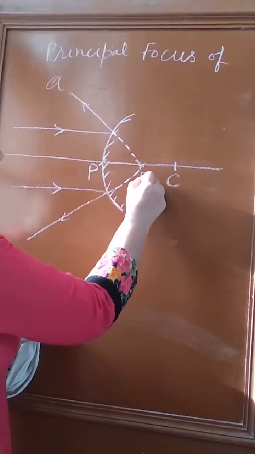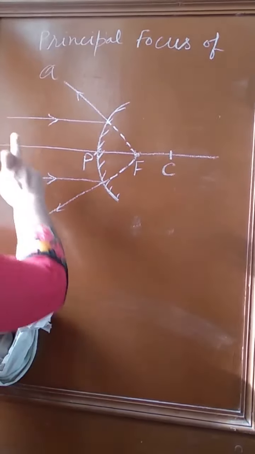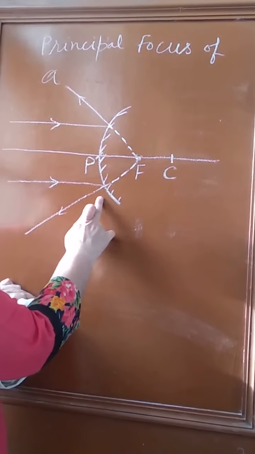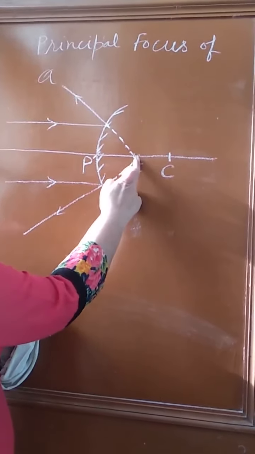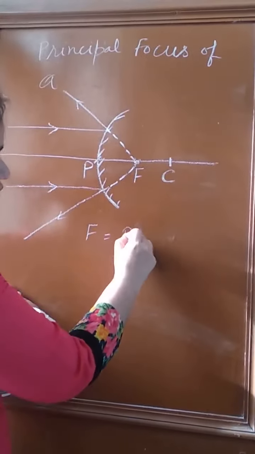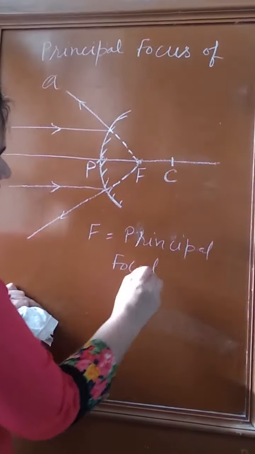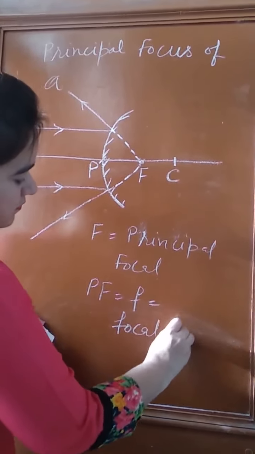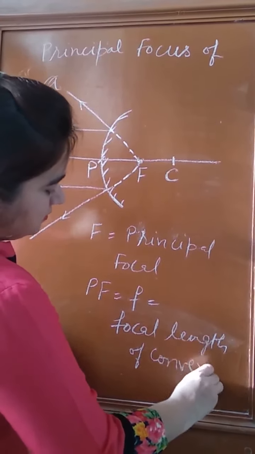These rays diverge from a point F on the principal axis. So when a number of rays parallel to the principal axis are incident on the mirror, these rays after reflection appear to diverge from a point F on the principal axis. This F is called the principal focus, and PF, which is equal to f, is the focal length of the convex mirror.